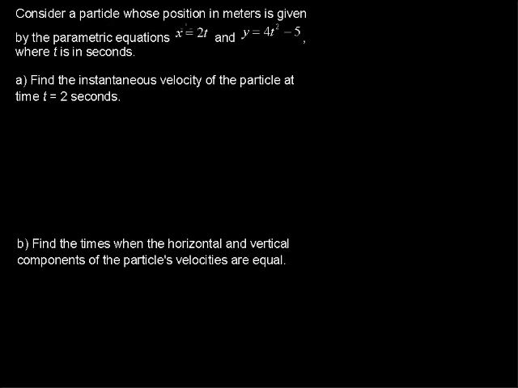Here we have, consider a particle whose position in meters is given by the parametric equations x equals 2t and y equals 4t squared minus 5, where t is in seconds. So just a little background here. The x would be the horizontal part of the particle's position at any time t, and t is in seconds. And then y would be the vertical component of the particle's position.